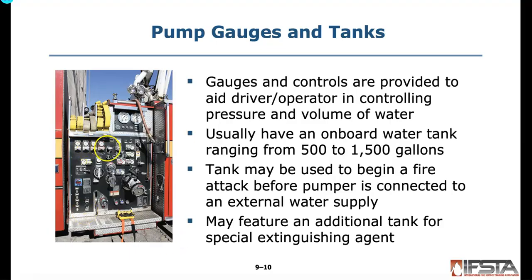You have a series of gauges here that will tell you what the pressure is, pressure coming in, pressure going out. They have volume and pressure, right? So volume, larger fires, we need a larger volume of water. So you have both pressure and volume controls there. Our apparatus or pumpers or your engines are going to have a tank. That tank could be anywhere from 500 to 1500 gallons.